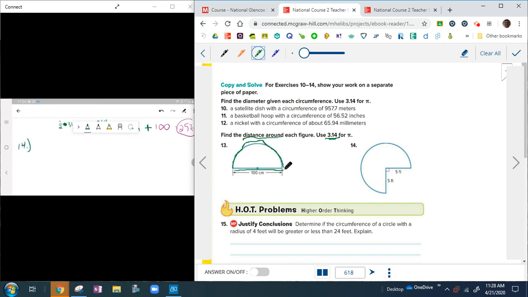This is a little bit trickier. But again, we have not a full circle. What fraction of this circle do we have? What fraction of the circumference will we be finding? All right, we will be finding, hopefully you guessed, 3/4. 3/4 of, don't forget what we do with that, of the circumference.